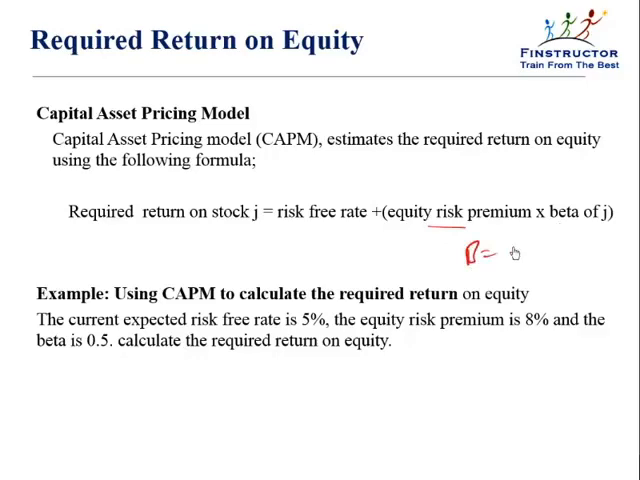Beta can be calculated as the covariance of the stock with the market divided by the variance of the market. It can also be calculated as the correlation of the stock with the market multiplied by the standard deviation of the stock divided by the standard deviation of the market.